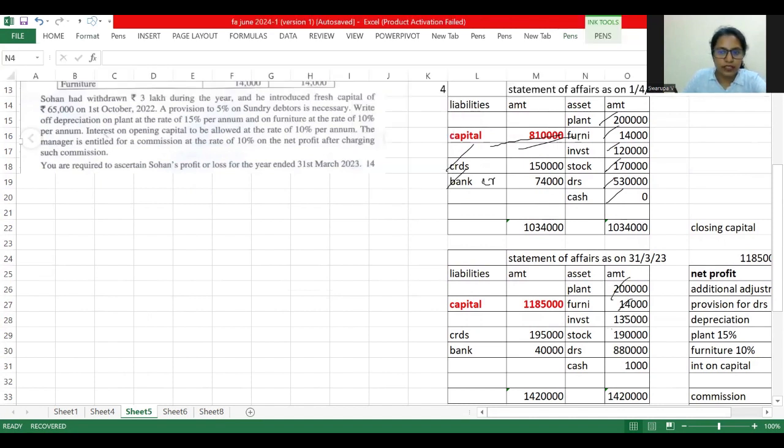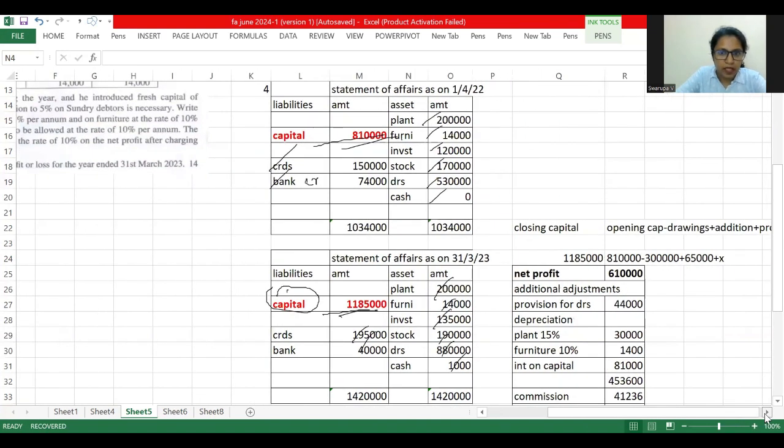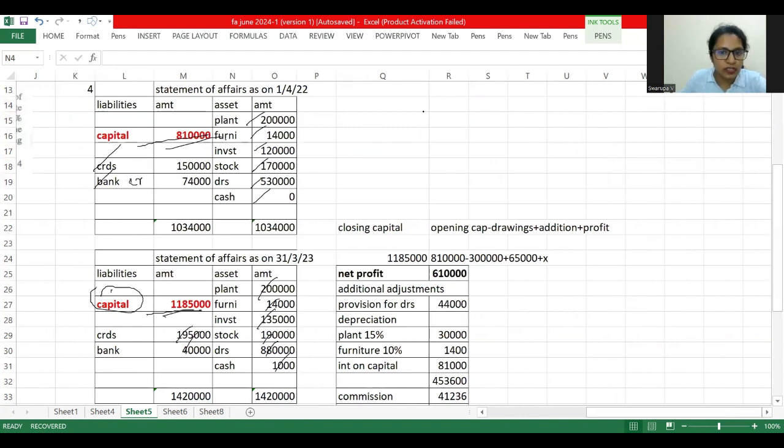Okay, 2,14,000 investment, stock, debtor, cash, creditor, bank. We get the balancing figure, which is the capital. So now we have the opening capital and we have the closing capital. Now what is closing capital? Closing capital is opening capital minus drawings plus any addition of capital plus profit.